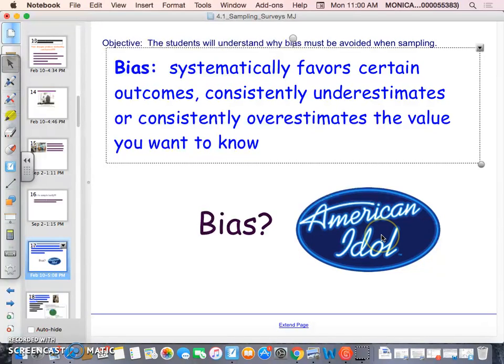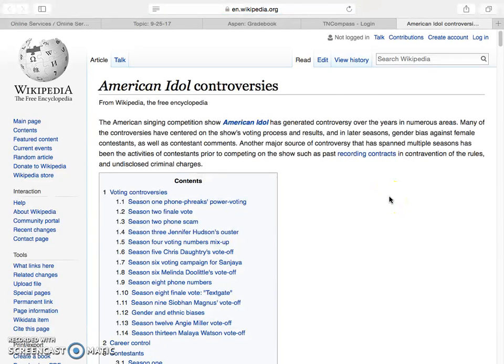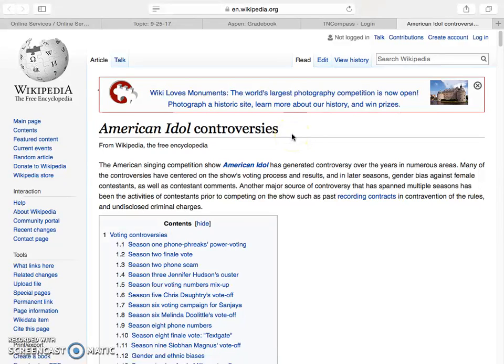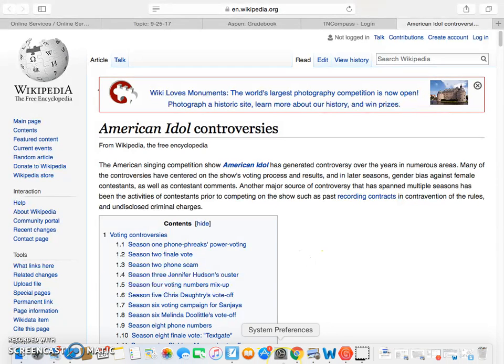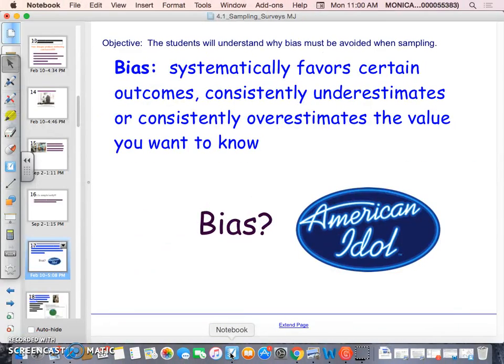And so there's actually been quite a bit of scandals. I linked to American Idol controversies if you wanted to read more about it. But actually there's been quite a bit of people that have been upset because they thought that there was gender bias. Most of the people that vote on American Idol tend to be young girls, so they might just vote for the cute boy or what have you. So they've kind of been sued over it. So you should check that out. That would be an example of bias. They say it's open and fair, but who's really watching and who's really voting is the question.